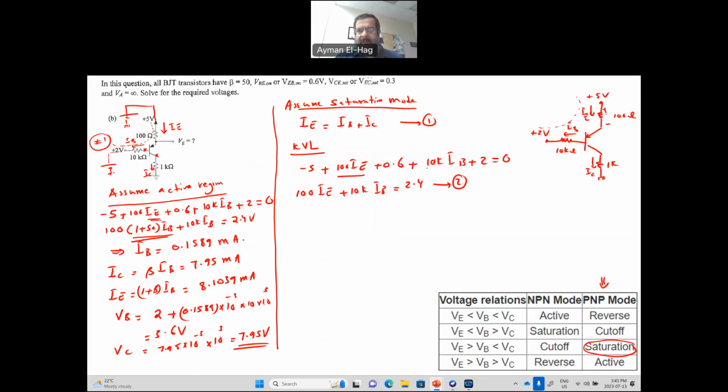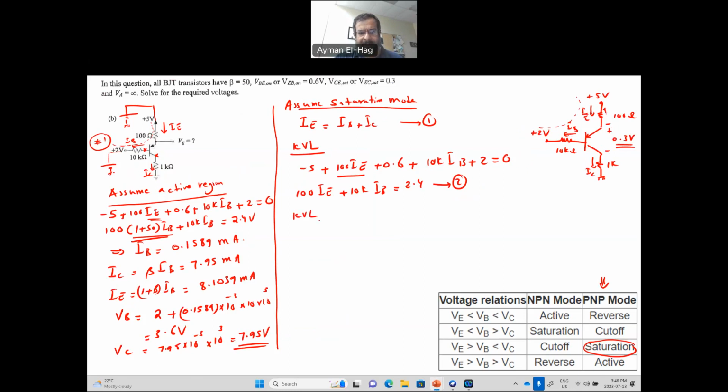I will need a third equation. Now here, you need to use the saturation. So in the saturation, what does it say? That your VCE or VEC is equal to 0.3. Since this is a PNP transistor, you will have your VEC equal to 0.3 volt. This is constant, okay?